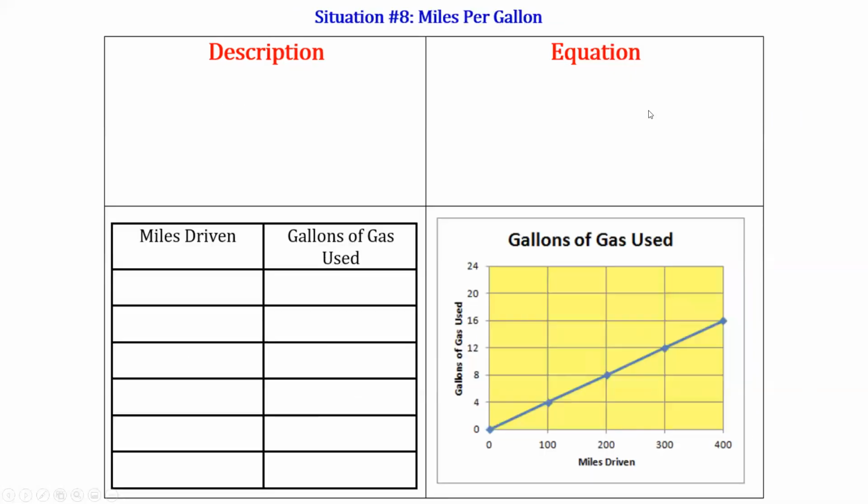Okay, in the final situation, we're going to be looking at situation number 8. Yes, I skipped number 4. We're going to go up to number 8. So make sure you find number 8. And this one talks about miles per gallon. And this time we're given the graph.